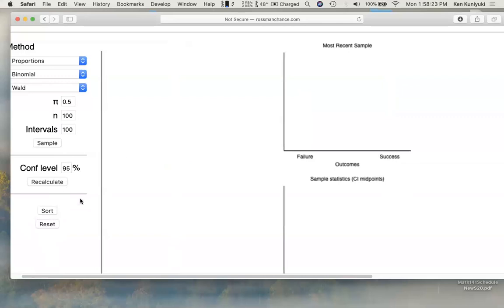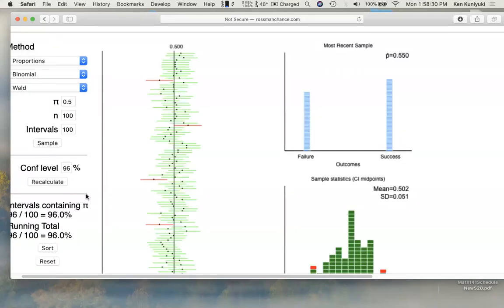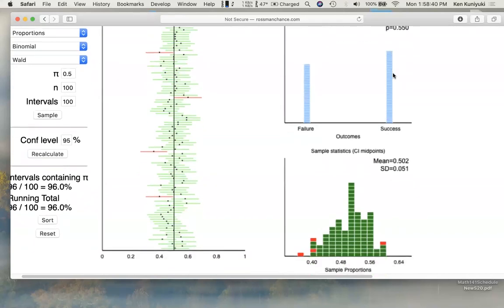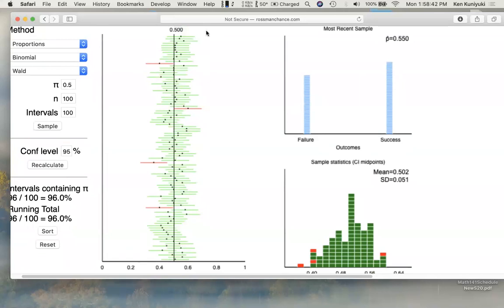What do you think you're going to see? You're going to see 100 confidence intervals. Let's see what happens. Look at that. This, by the way, is the most recent sample, what the 100th person did. That person got 55% heads. We're not so concerned about that. I want to look at the big picture. These are the 100 confidence intervals produced by these 100 people when they flip this coin 100 times. It turned out to be a fair coin.